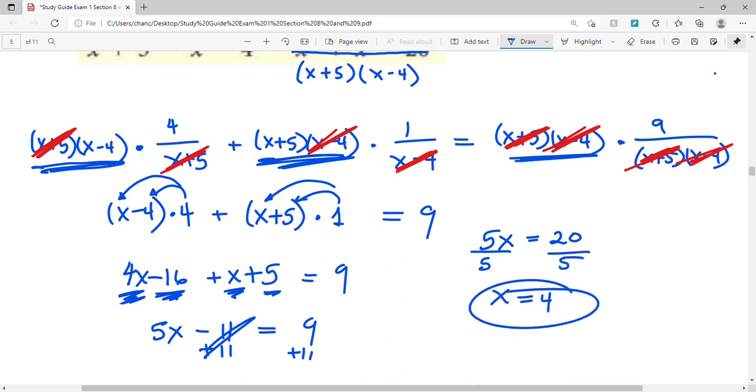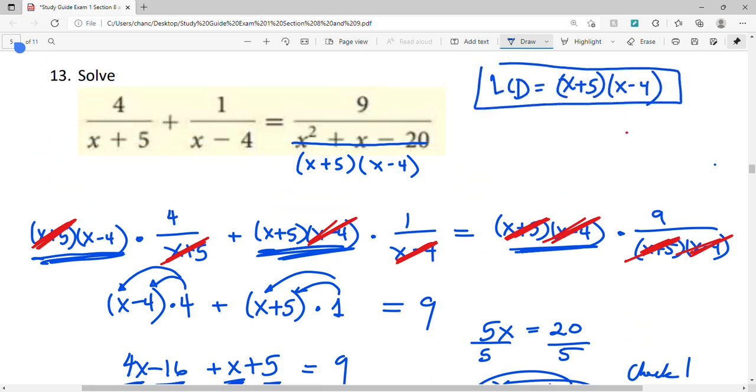Now this is a possible solution. You have to check your work. This is a possible solution, and if you plug the 4 into here and here, you will realize that there's a problem. It causes the denominator, specifically here x minus 4, to be equal to 0.